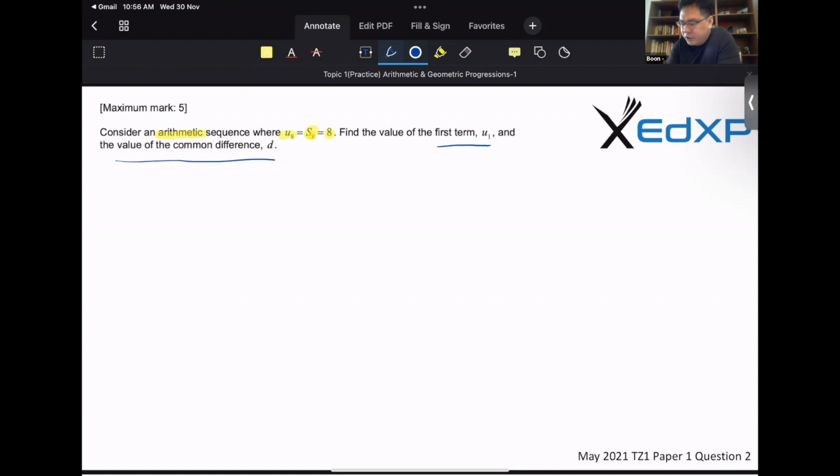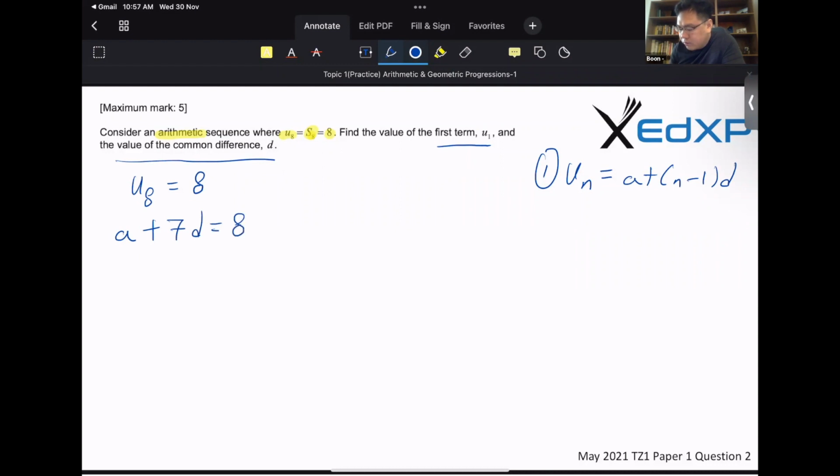So quite a straightforward question. How do we approach this? First thing, we need to understand that for arithmetic sequences, the general formula, which is also given in your formula sheet, is Un is equal to a plus (n minus 1)d, where a is the first term and d is the common difference. So if we look over here, the question provides us U8 is equal to 8. So I can substitute this in. The first term we don't know, a plus (n minus 1)d, n is actually 8. So we get a plus 7d is equal to 8. So this is our first equation.